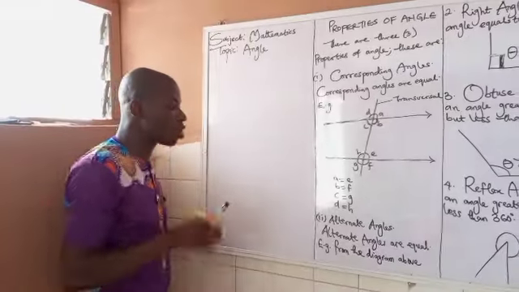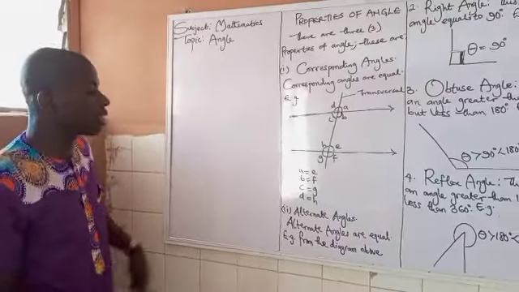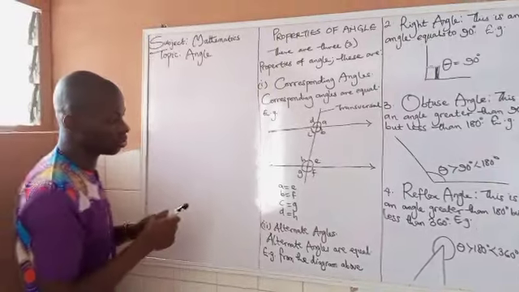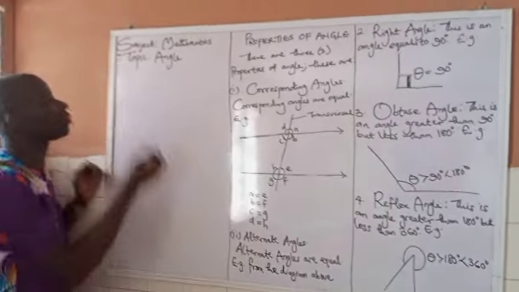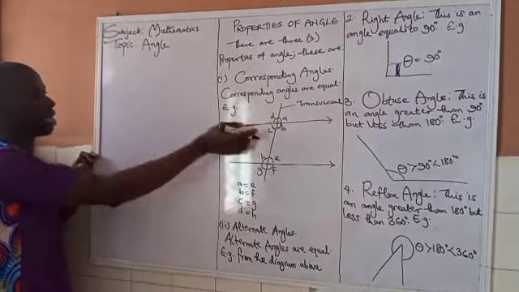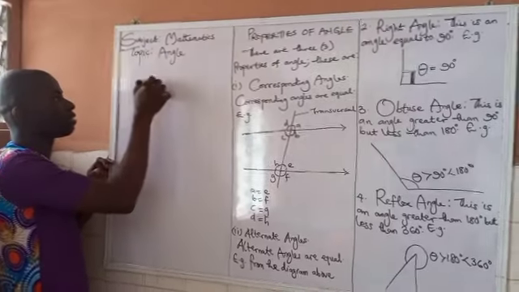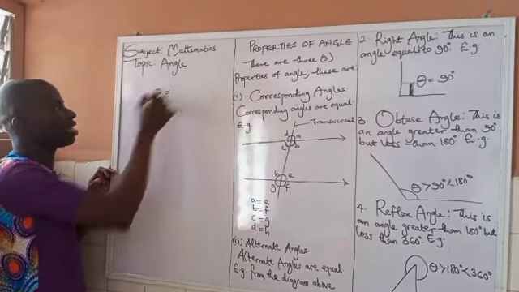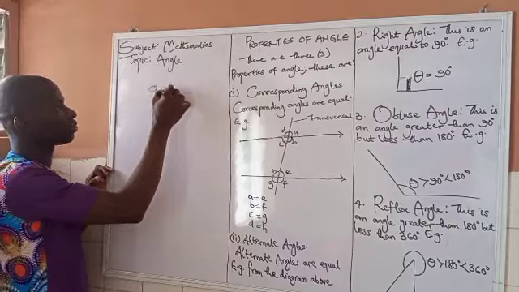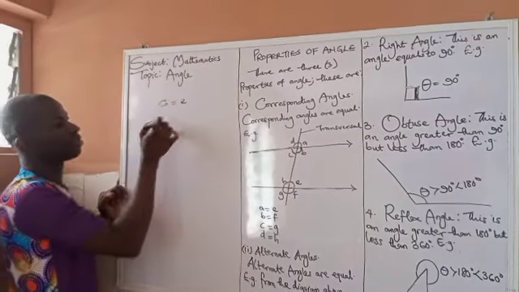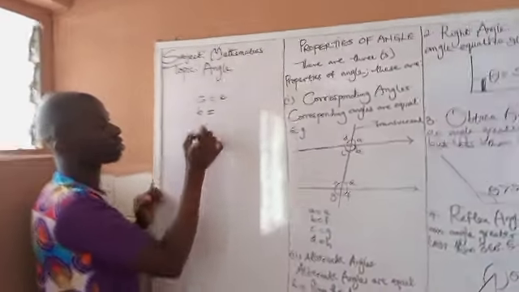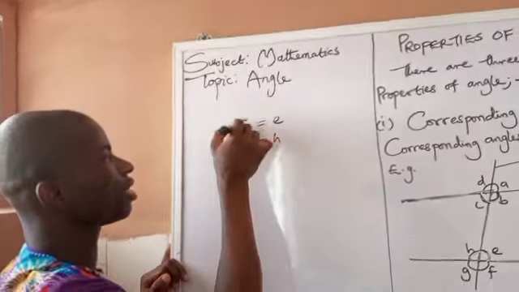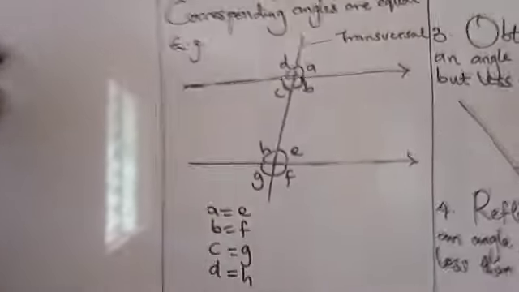So what am I saying now? Under this, according to what we said here, alternate angle. We have the example under this diagram: C equals E, and then we have B equals H. C equals E and B equals H.